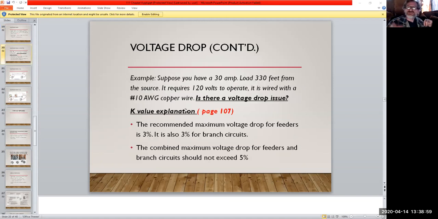So we do have a calculation for this, right? It depends on how long the run is. So anything over this run, what would happen is, okay, let's say in this example you had a 30 amp load and you're going to be 330 feet. Typically for a 30 amp load, you'd use number 10, okay? But let's say it fell too far down. What you would have to do is go to the next size up.